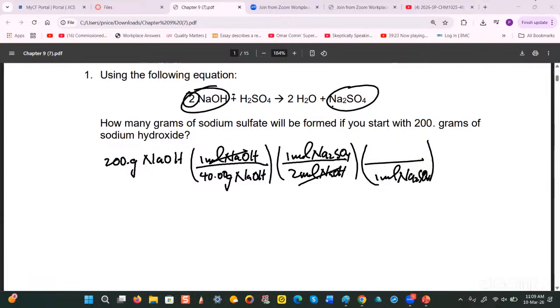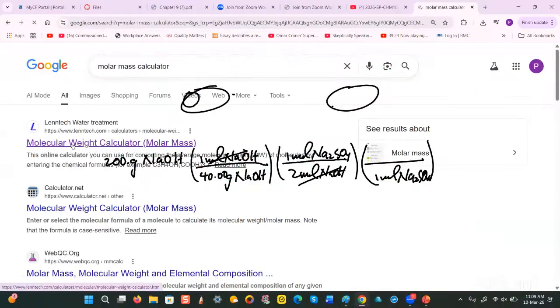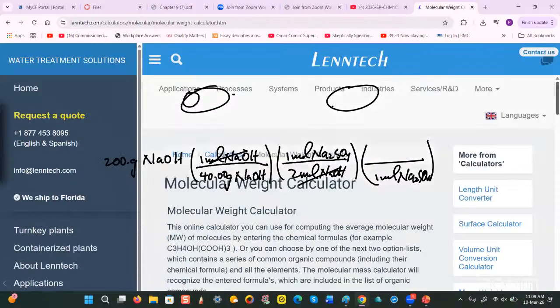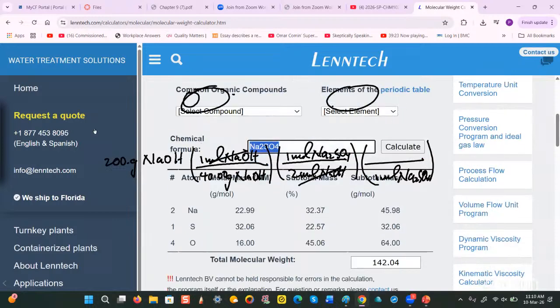And let me see if I can use my molar mass calculator. Okay, so let's see here. Okay, so 142.04 is the molar mass of sodium sulfate, 142.04 grams of Na2SO4. And then we do the number crunching.